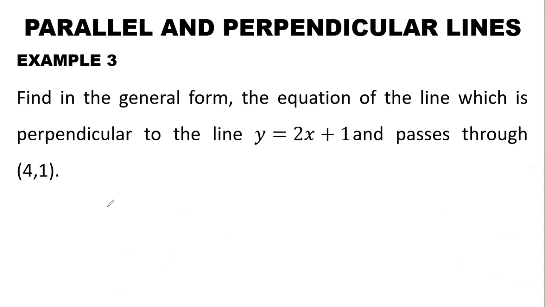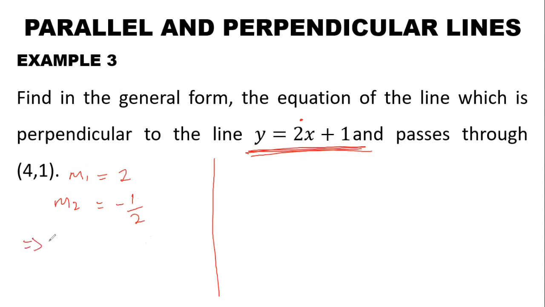Example 3. Find in the general form the equation of the line which is perpendicular to the line y equal to 2x plus 1 and passes through 4, 1. In this equation, the gradient of the line is 2. Let M1 be the gradient of the line y equal to 2x plus 1, which is 2. Therefore, the gradient of the line which is perpendicular to it, M2, is equal to the negative reciprocal, which is -1/2. This implies that the perpendicular line is going to be in the form y equal to -1/2x plus c.